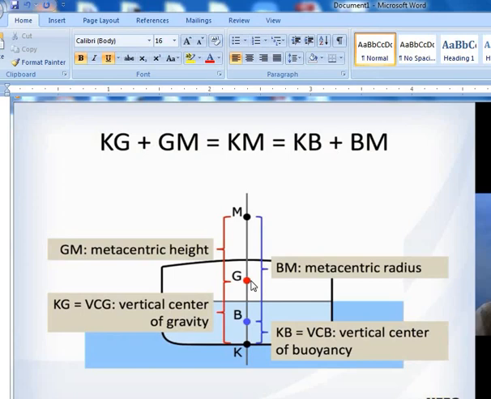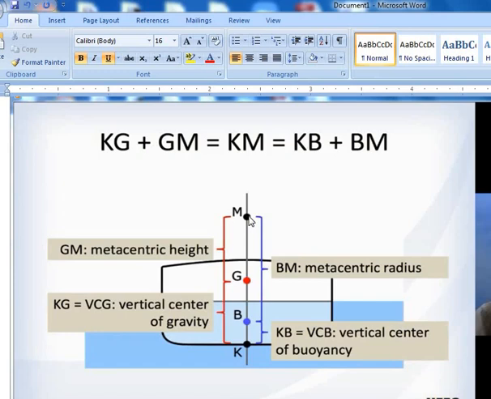The G is the center of gravity, and that is considered to be the height of the ship, or the height of the block. And then you have the KG. The KG is the vertical height. So when you have GM, the GM here is the metacentric height.